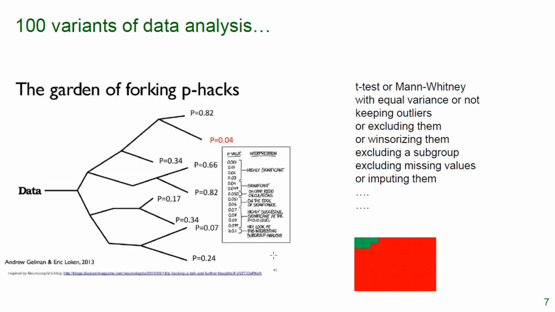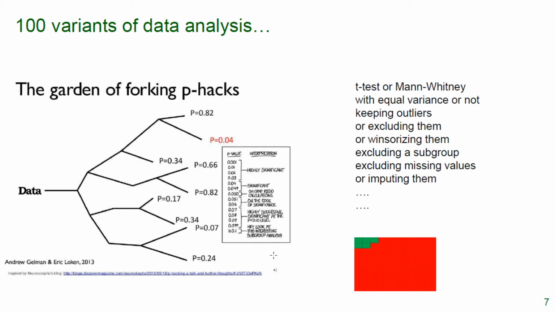Now I would like to come back to one of the examples I mentioned, 100 variants of data analysis. What I mean here is that when performing a statistical test, we have to make a lot of decisions regarding this test. For example, should we do a Mann-Whitney test or a t-test? If we do a t-test, with equal variance or not? Will we keep outliers or exclude them? Will we exclude a particular subgroup, or exclude missing values, or impute missing values? There are really a lot of decisions that have to be taken before performing data analysis.